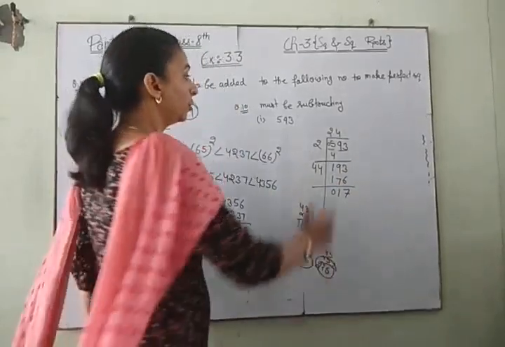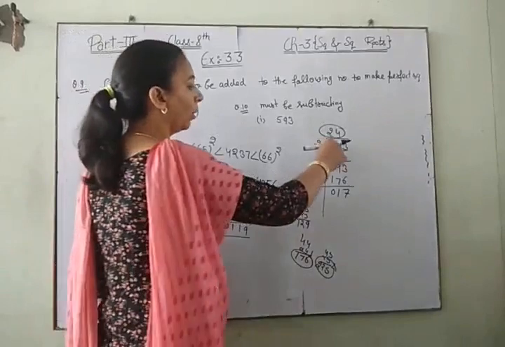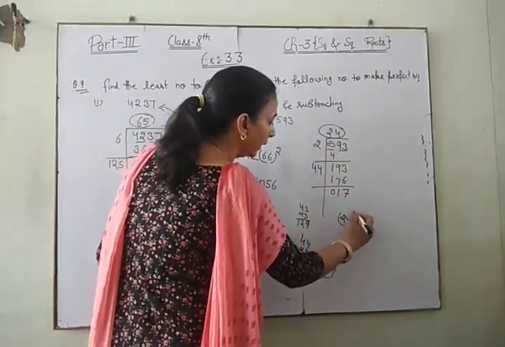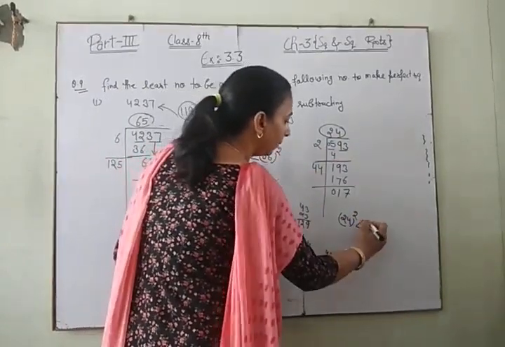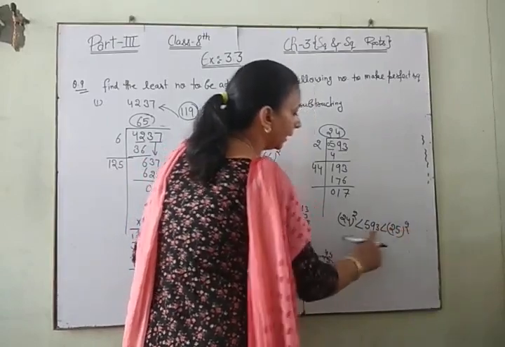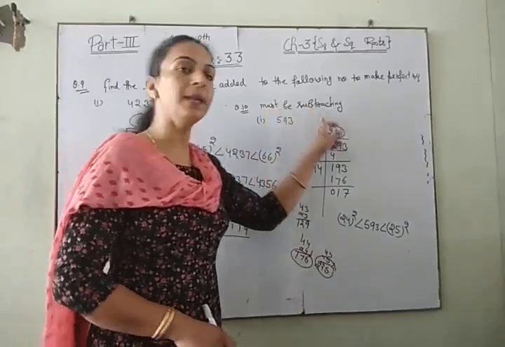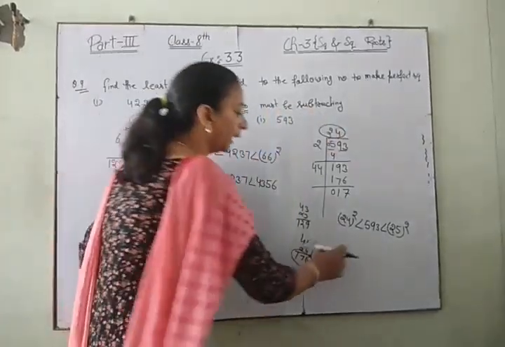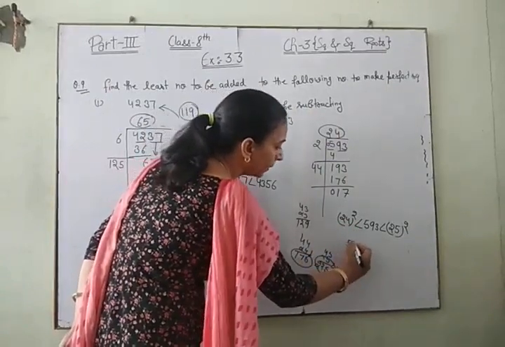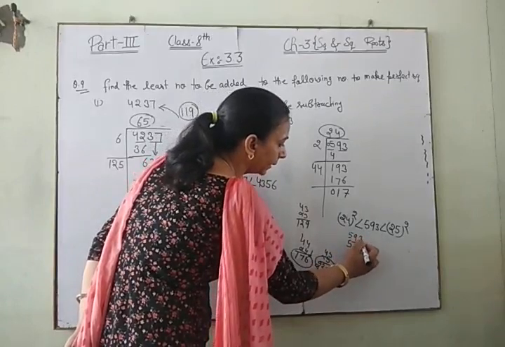Okay students, if we take the square of this, 24 square is less than 593 and 25 square is greater than 593. But in this question the number must be subtracted. So we take the square of this, 24 square is 576, and we subtract this from the number 593.